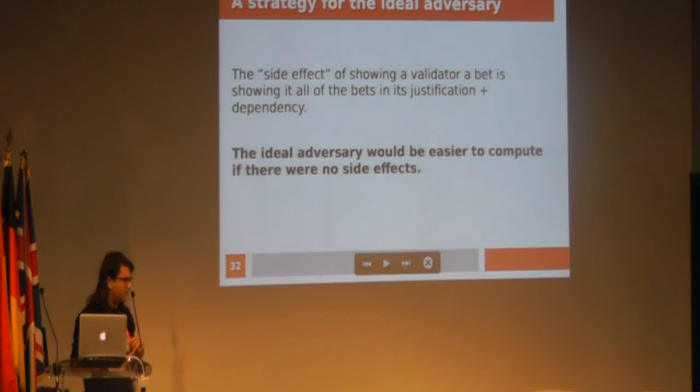But there's a little catch here, which is that when you show a bet from a validator to another, there are side effects, which are basically the fact that you are showing all of the bets in its justification, and those bets' justifications. And basically we find that the ideal adversary would be a lot easier to compute if there weren't these side effects, because it could do a greedier search, deciding on a case-by-case basis whether to show a bet and a justification to a particular validator.